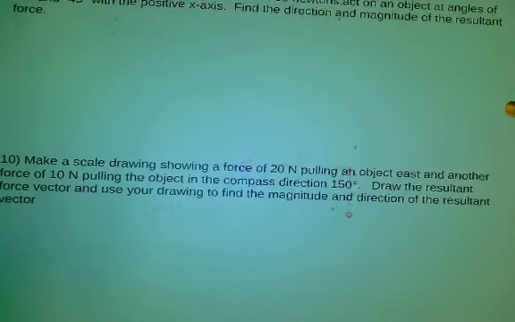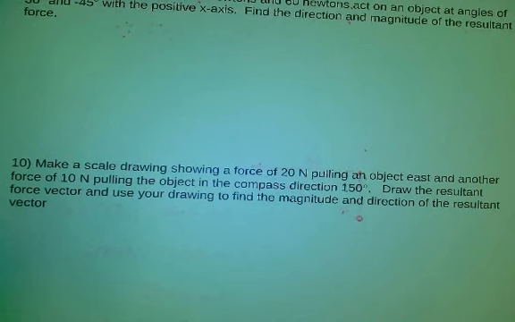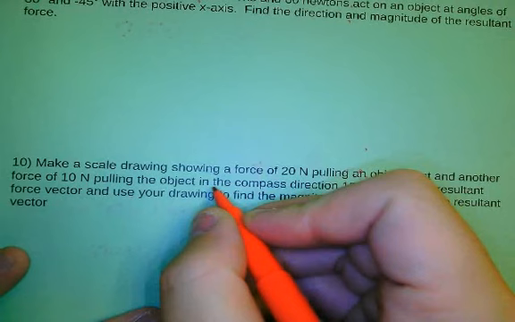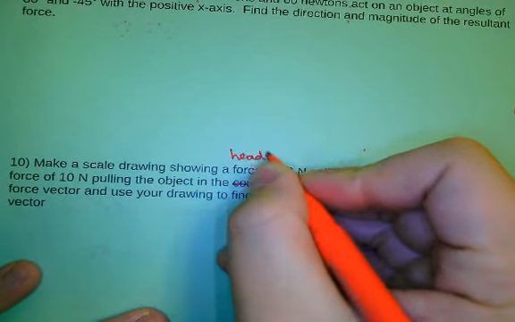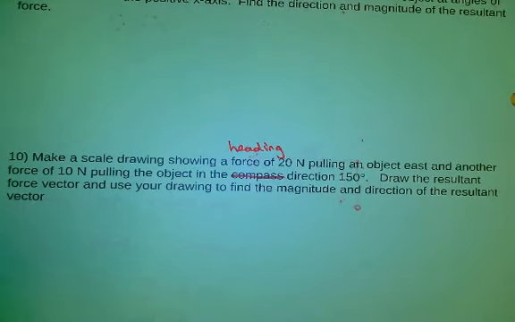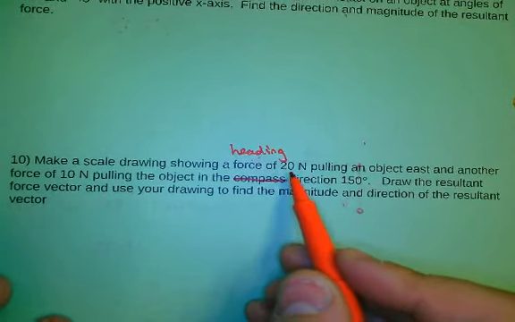So, let's make a scale drawing showing a force of 20 newtons pulling an object east, another force of 10 newtons pulling the object in the compass direction of 150 degrees. That should be a heading. It should say heading. Draw the resultant force vector and use your drawing to find the magnitude and the direction of the resultant. So here we go. Let's do it. So we're going to draw this.